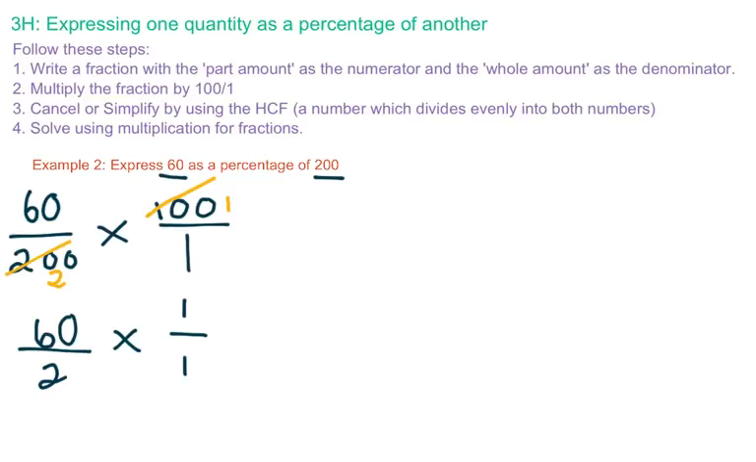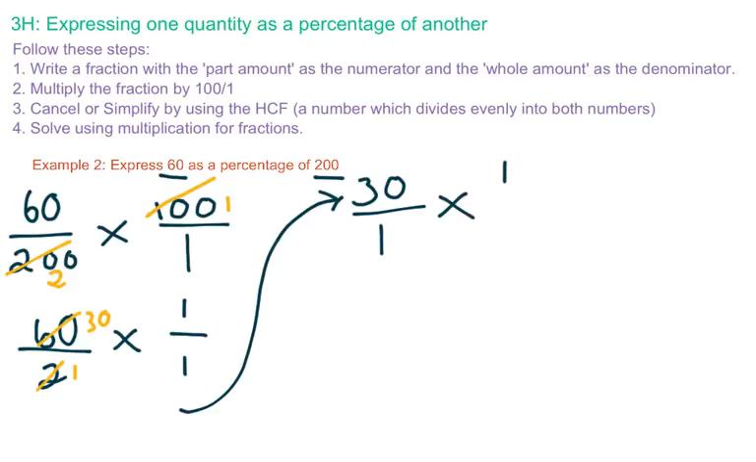Alright, before I move on to step number 4, I can actually simplify this even further. I can say that 2 goes into 2 once, and 2 goes into 60 30 times. From there, I'm going to go up here and rewrite the equation. 30 over 1 times 1 over 1. Okay, so looking at this, I can't simplify it any further, so now I can move on to step number 4 and solve using multiplication for fractions.